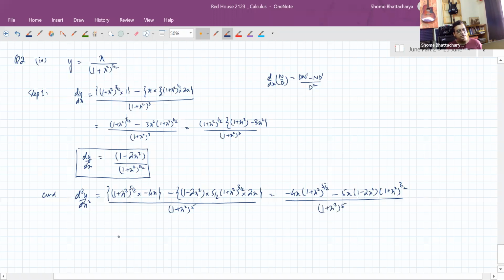So again, in the numerator, we can take 1 plus x square to the power 3 by 2 common. Okay, so this term will give us this, okay, and this term will leave us with just this.